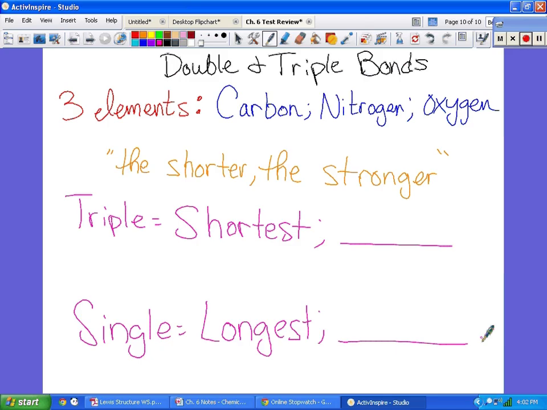So, the single. The single is the longest, therefore it is the weakest. So, shortest, strongest, longest, weakest. Okay, so that's what's going on there. And the middle one, the double bond, would be in between both of them, right?